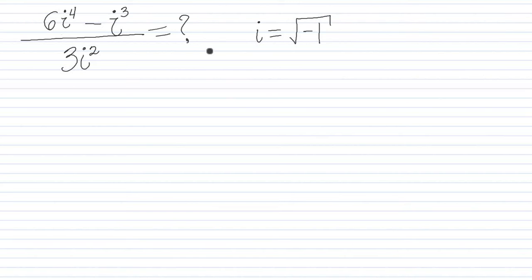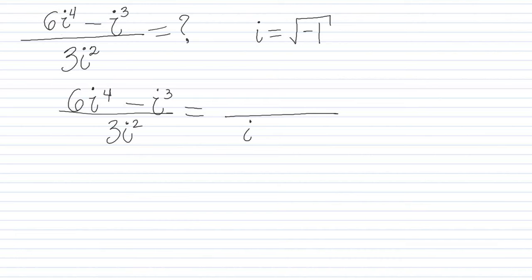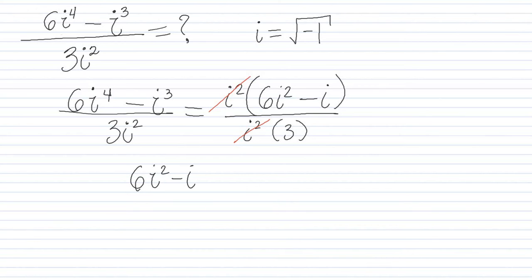So here is the point. The shortcut method is for you to actually work on the question as though i was a variable, even though you know i is not a variable, i is an imaginary number symbol. So in order to do that, you can bring out i squared in the denominator as well as bringing out i squared in the numerator. So you end up with 6i squared minus i, and that's basically it. And you can go on to cancel the denominator and the numerator, and what you end up with is 6i squared minus i, divided by 3.